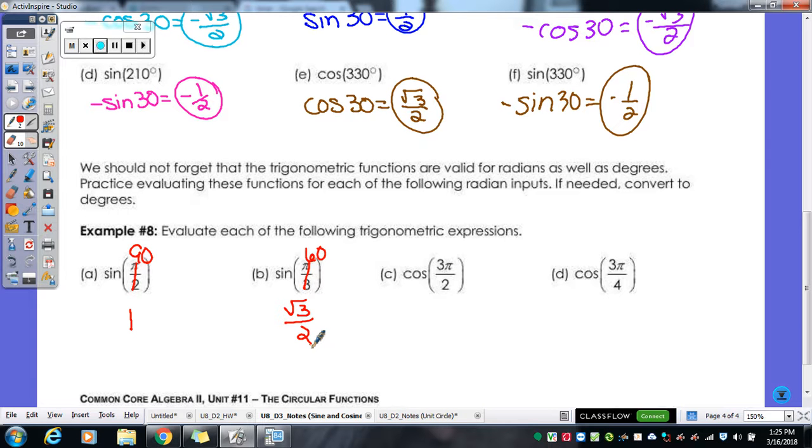3 pi over 2. So what is the cosine of 270? 0, because remember cosine is your x value. And then 3 pi over 4. So cosine of 135. Negative radical 2 over 2.